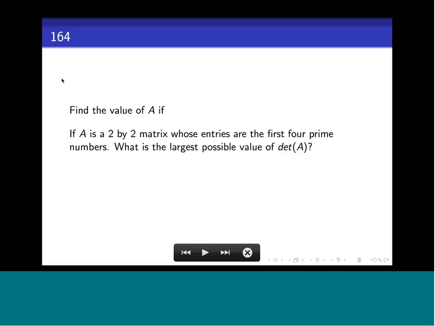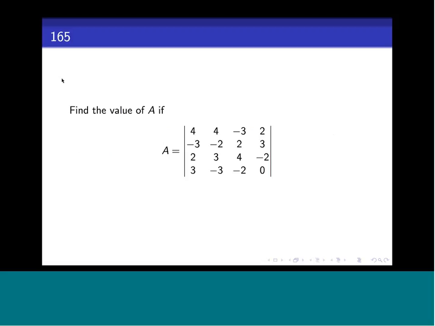So the first 4 primes are? 2, 3, 5, 7. Good, that's right. So 5 and 7 have to be like that, and 2 and 3 have to be like that. Okay, I agree with you. So the next one, calculate that value, right? Do you want to work together or redo it using the things we just learned? Redo it.